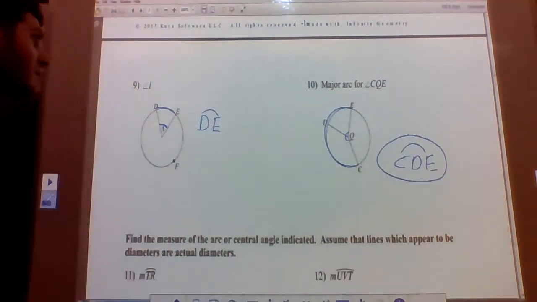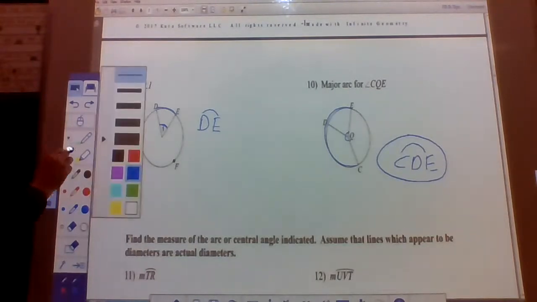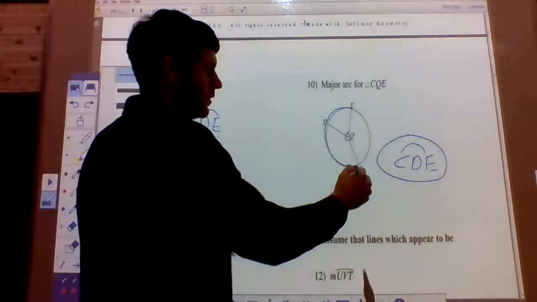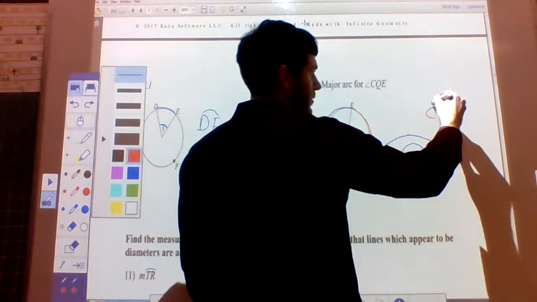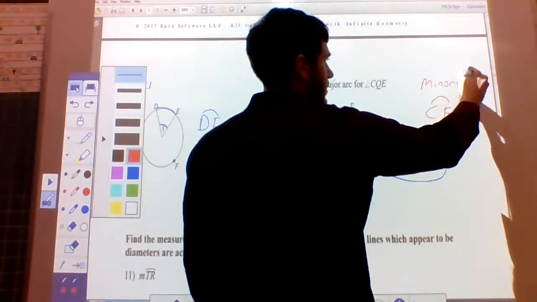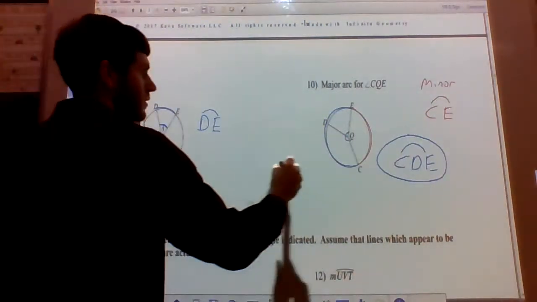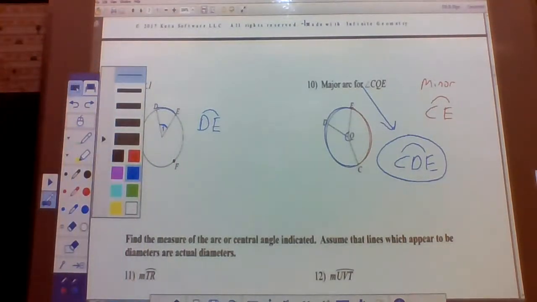If we wanted the minor arc for angle CQE, the minor arc would be straight from C to E, and we would call that CE. So that would be minor, and this would be the major.